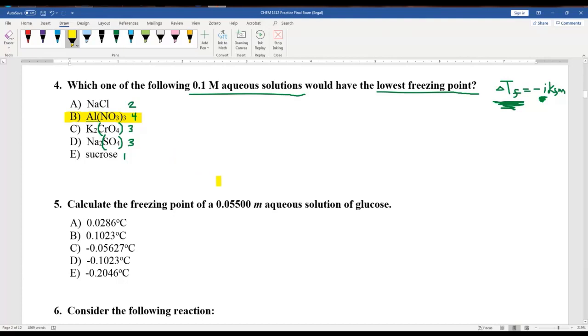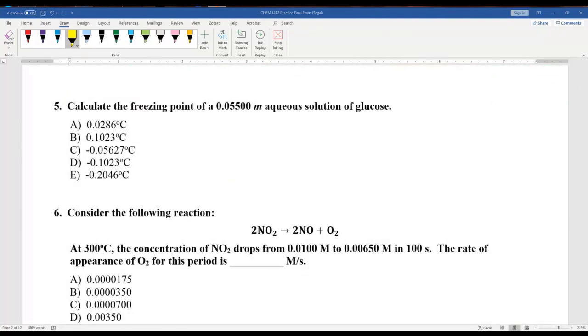Do you want to bother with 5, or should we just skip that? Okay. It's just a freezing point depression problem, and it's just glucose, so the i would be 1. So it's a pretty straightforward plug and chug type question. Okay, so let's skip to number 6 then.